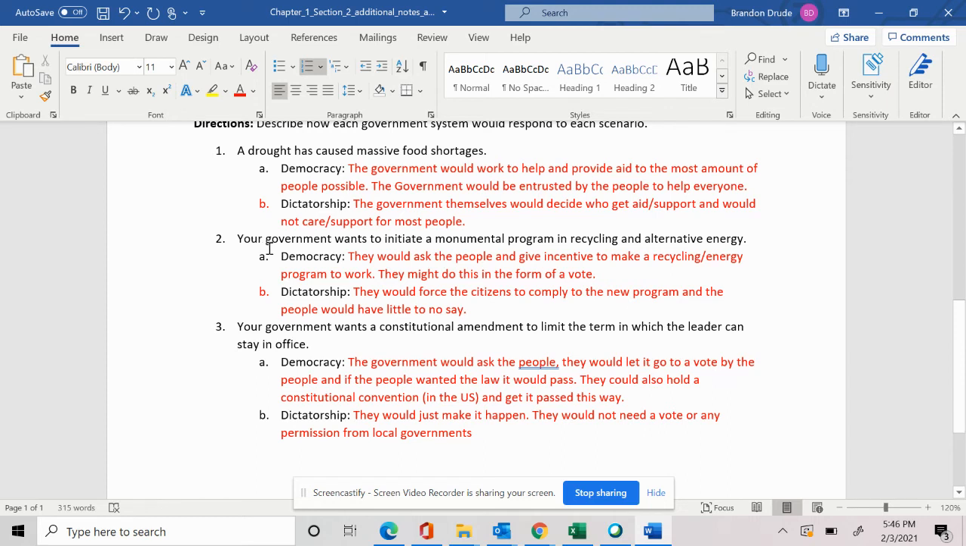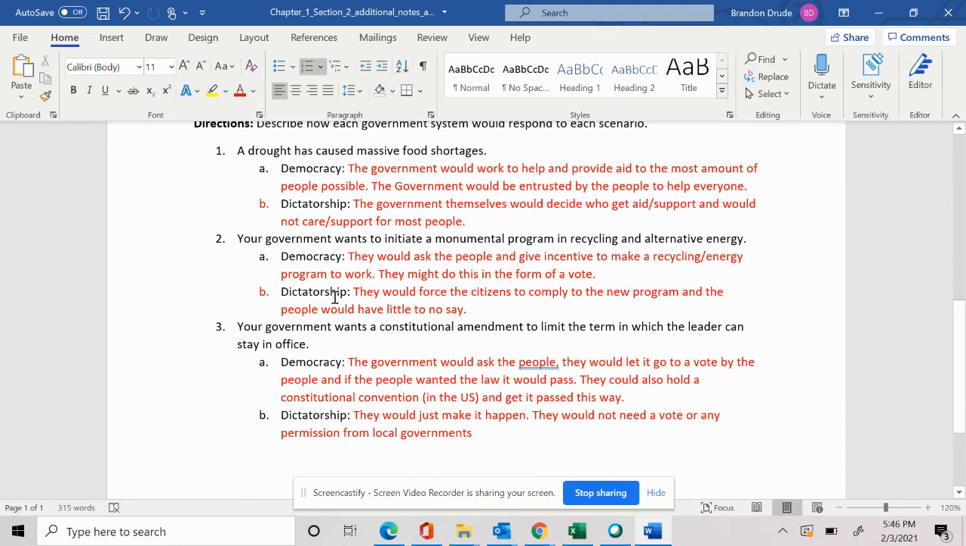Now, what if there was a program for recycling and alternative energy they wanted to put in place? In a democracy, they would either ask the people through a vote what they wanted to do. Hey, do you guys want this program? Do you not want this program? That they would ask. Or they would say, we want to do this, so we're going to give you an incentive. We're going to give you money. We're going to give you a tax break. We're going to give you new roads. They would promise something to get this program in place. So they would still get permission from the people in any way they can.